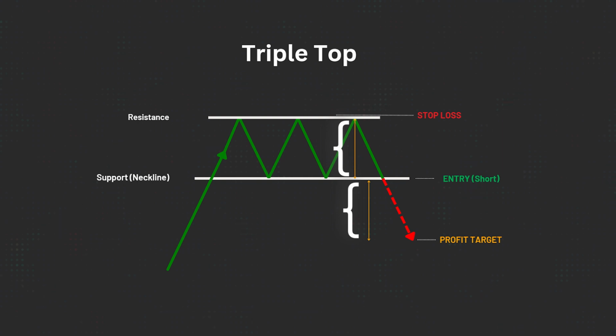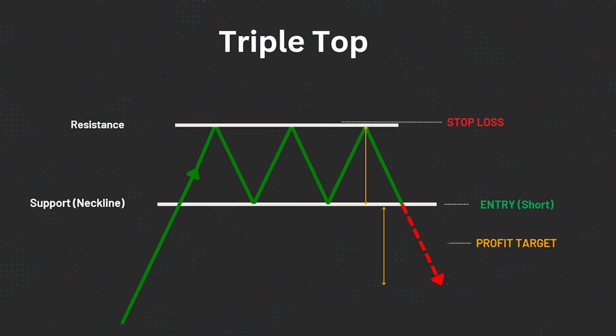The profit target is usually set at a distance equal to the height between the 3 peaks and the neckline. A more conservative approach will be targeting earlier support levels. The stop loss is typically placed just above the 3rd peak to limit risk if the price pushes higher. A tighter stop loss can be used for this pattern as well.